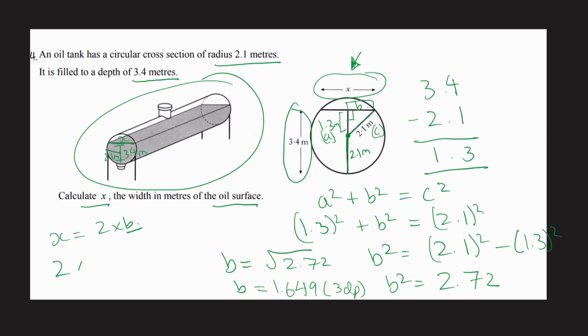So now if you just do 2 times our answer at the bottom there, so 2 times b, which was 1.649, which equals 3.298 meters. And we can just round this up, just to make the number a lot nicer, and say it equals 3.3 meters. And that is the final answer.